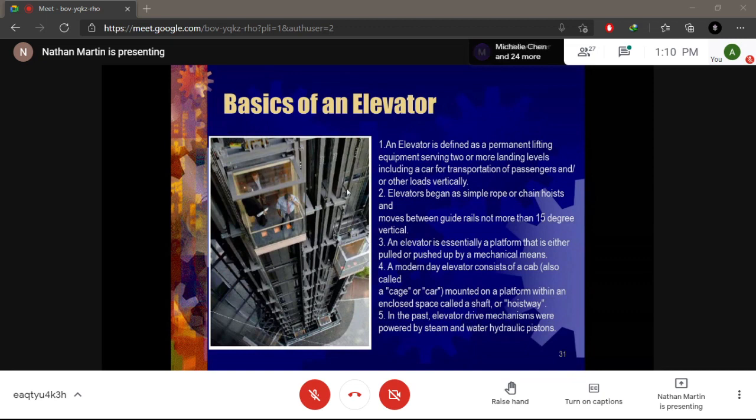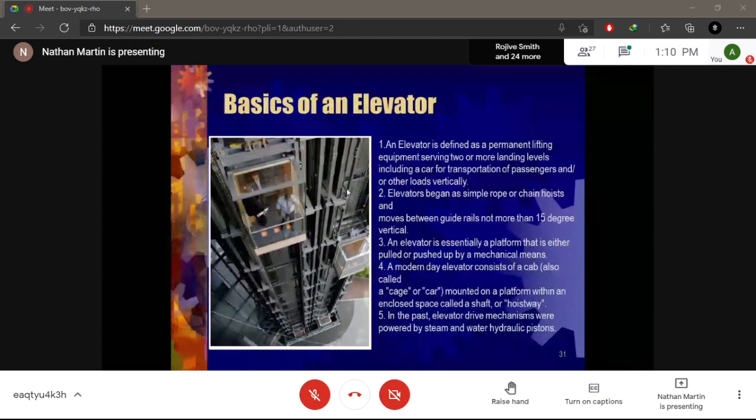So that's basically how it starts out. Now, an elevator is essentially a platform that is either pulled or pushed up by mechanical means, right? In time past, and in modern times, there is a device on it known as your counterweight. All elevators will have a counterweight. So no matter how modern the elevator system becomes, some things are fundamental to this type of system.